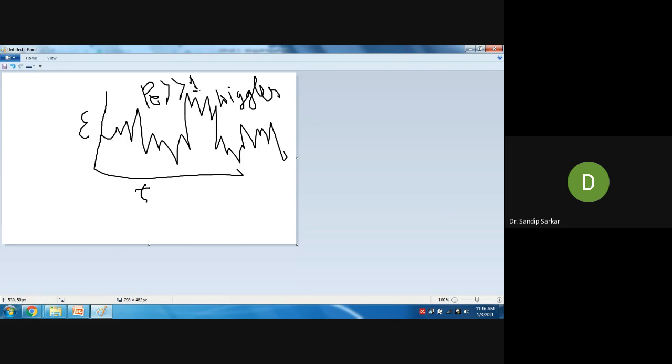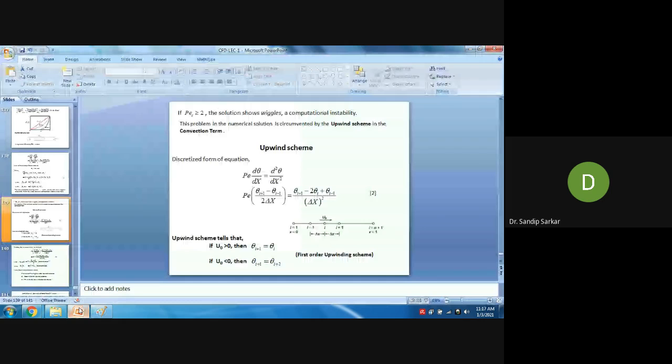Now understood? Ideally, you would get this kind of convergence, but you are not getting it. You are getting this kind of convergence. That is, you are not getting convergence at all for a high Peclet number flow. You are getting very high oscillation in the numerical solution, which is basically a manifestation of numerical instability, and that is called the wiggles in the numerical solution.